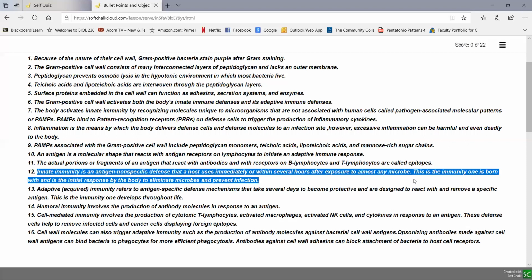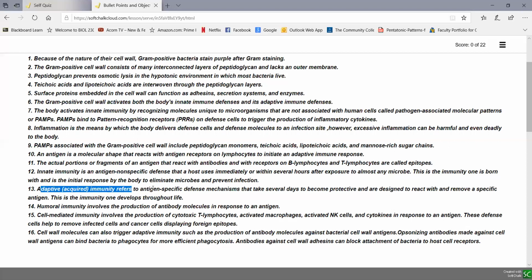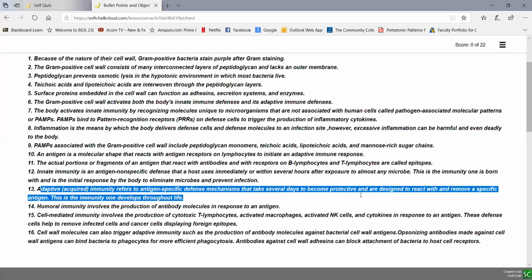It's the immunity we're born with, and it's the body's initial response to eliminate microbes and prevent infection. Whereas adaptive immunity is an antigen-specific defense mechanism. It takes several days to become protective, and this is designed to react with and remove specific antigens. And it's called adaptive because we develop that throughout our life based on what we're exposed to.